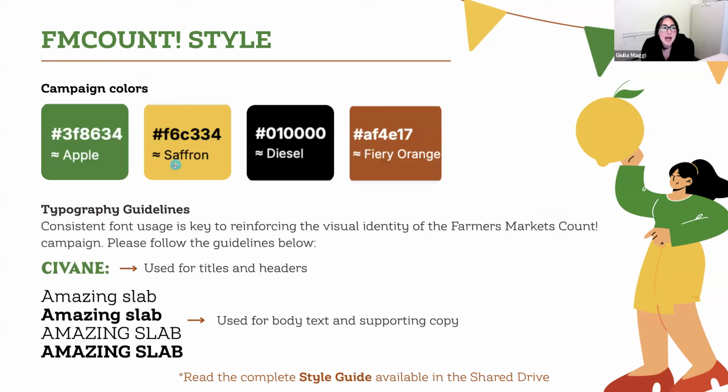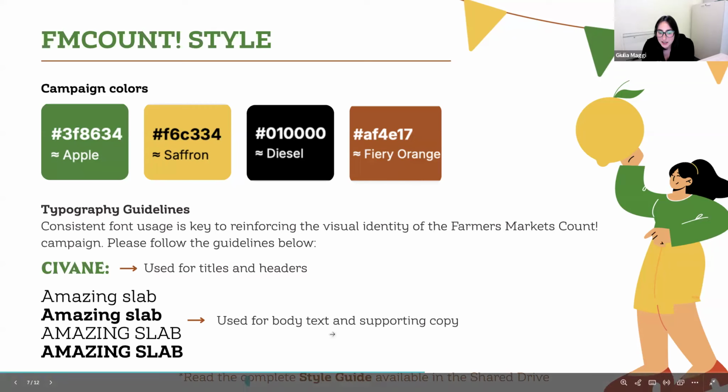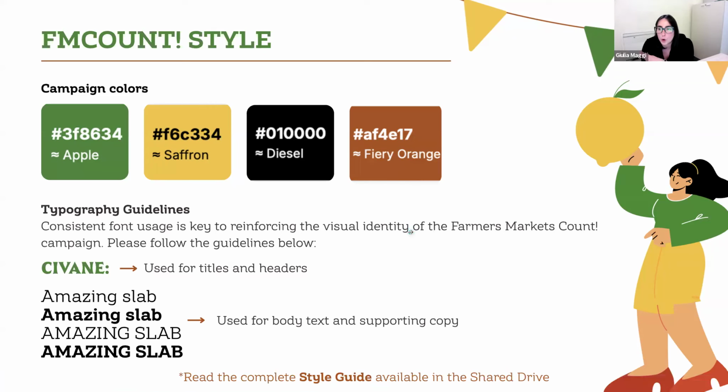identity. Here, I highlighted for you the colors that you should use. So it's a sort of green called apple, then yellow, black, and this kind of red and brown. Don't worry, you can check later, as I said, the complete style guide in the shared drive, so you will have all the information and you will not miss anything.